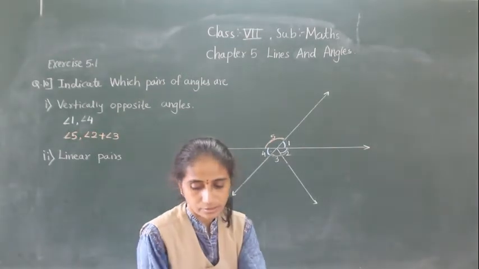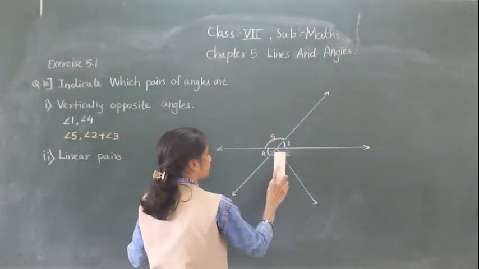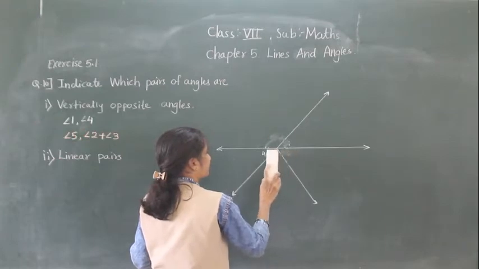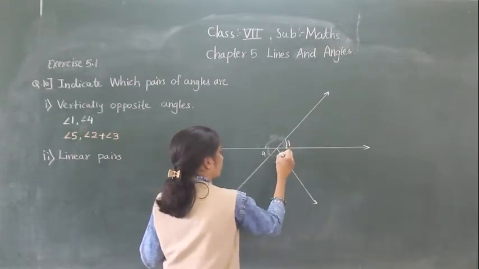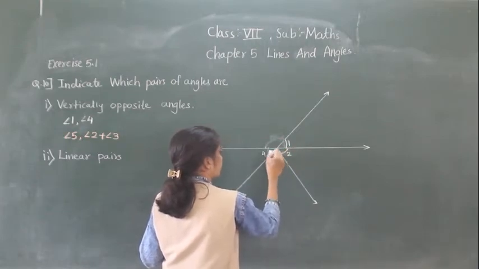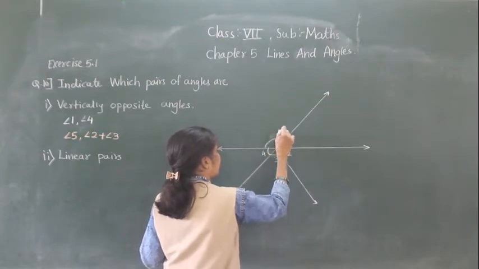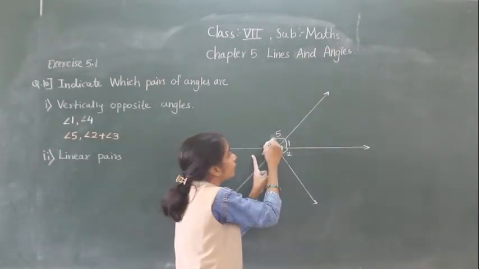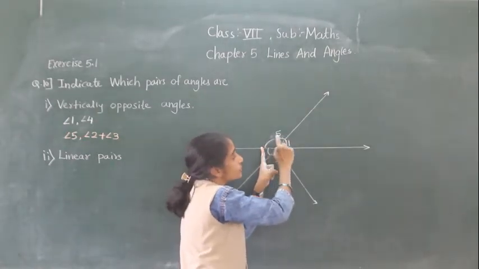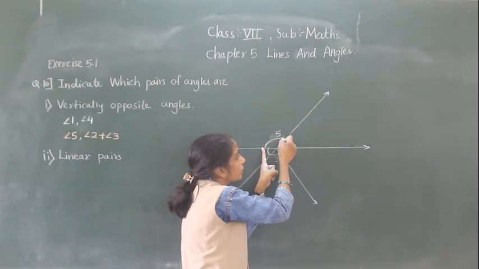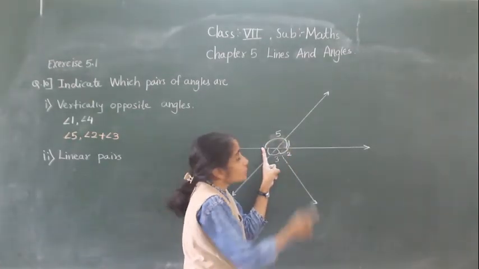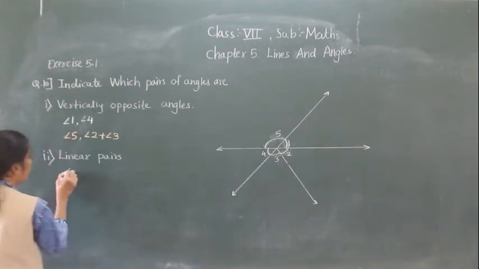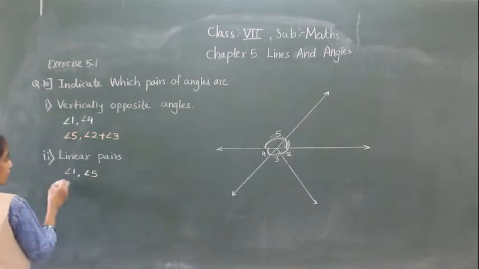Okay, now linear pairs. What are we going to find here? Linear pairs. Angle 5 plus angle 1, if you add them, see this measurement, you get a half circle. So it is 180 degrees. So angle 5 and angle 1 form a linear pair. So what will you write here? Angle 1 and angle 5 form a linear pair.